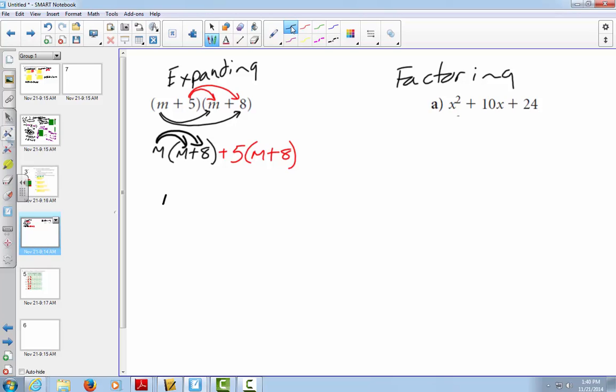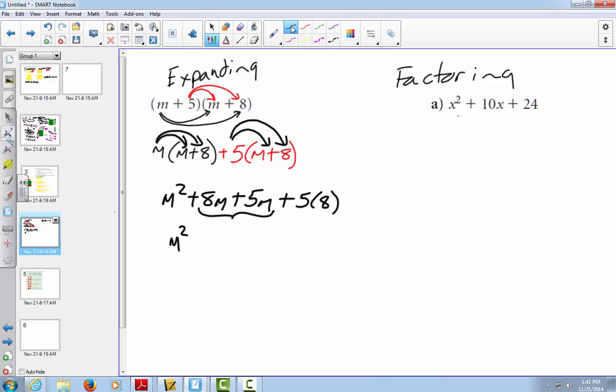Now we're going to have m squared plus 8m plus 5m plus 5 times 8. I'm leaving this a little different than normal because I want to combine these two because of both m's. So we're going to do it like this. We're going to have m squared plus 8 plus 5.